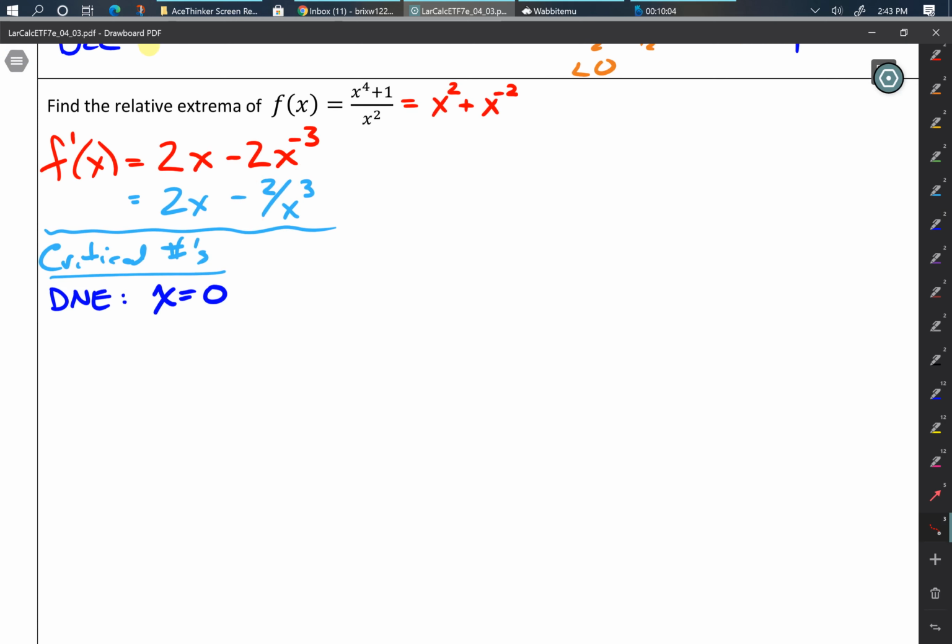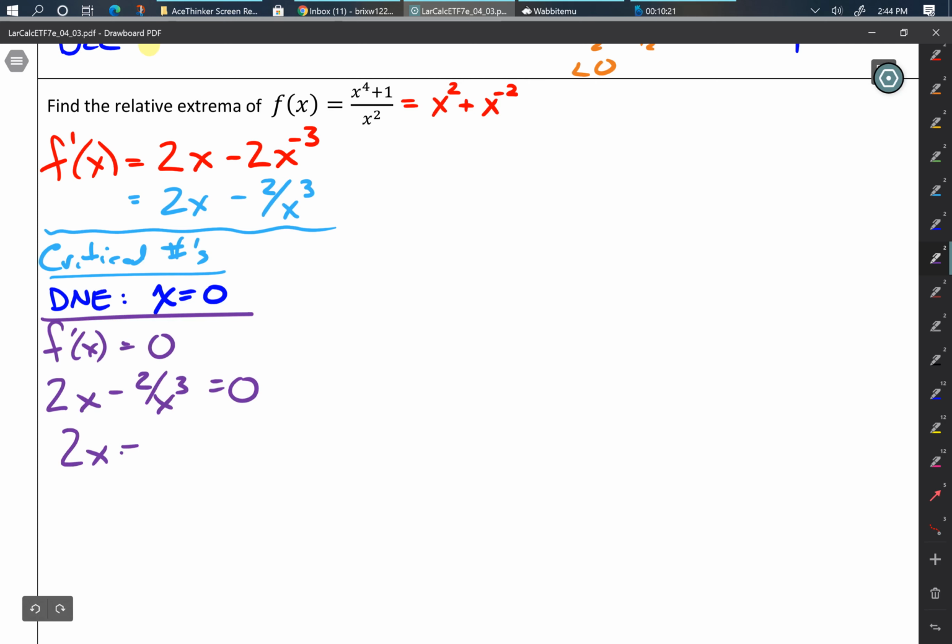Okay. What about the other kind of critical numbers? The critical numbers that come from setting the derivative equal to 0. Are there any values where this is equal to 0? And so I'll solve this algebraically. That's going to give me 2x is equal to 2 over x cubed. So that means 2x to the fourth is equal to 2. That means that x to the fourth is equal to 1. That means that x could be positive or negative 1. So it looks like we've got 3 critical numbers here.